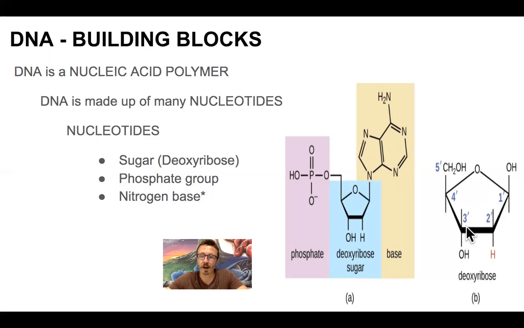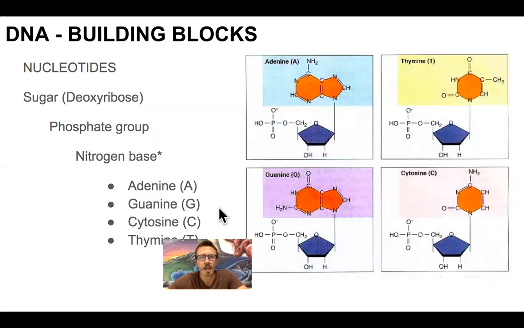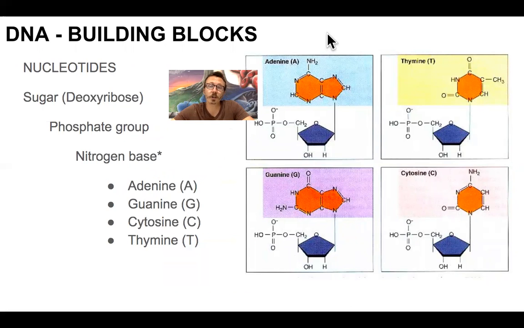1 prime, 2 prime, 3 prime, 4 prime, and 5 prime, the little dash we call prime symbol. And that just tells us which carbon we're referring to. So I would say that the 2 prime carbon on deoxyribose had an oxygen removed. And these numbers are important when we talk about DNA replication. Now, not all DNA nucleotides are the same.